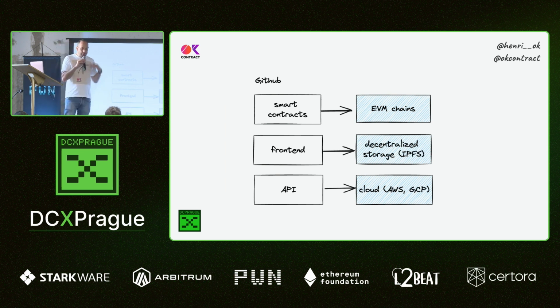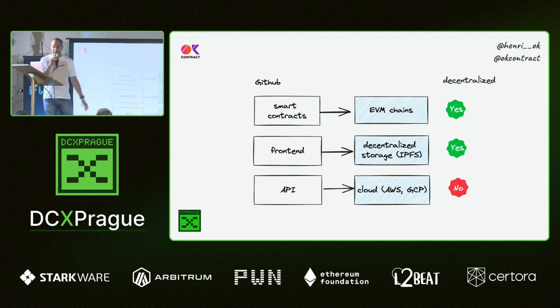So when you're a project, you have three GitHub repos: you have your contracts, which you deploy on EVM chains, you have your front end, whose build artifacts go to IPFS, and you have your API, which is usually AWS or GCP. So basically, is it decentralized? The contracts, yes. The front end storage, yes. But the API is not.